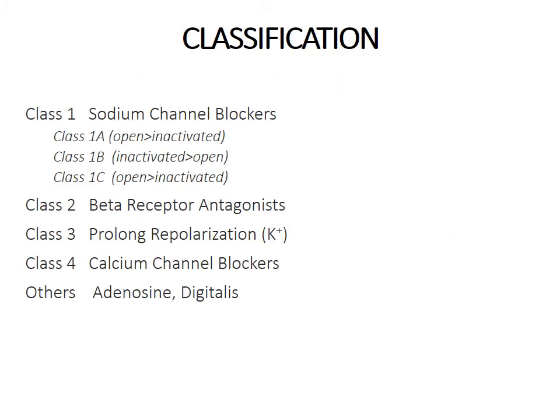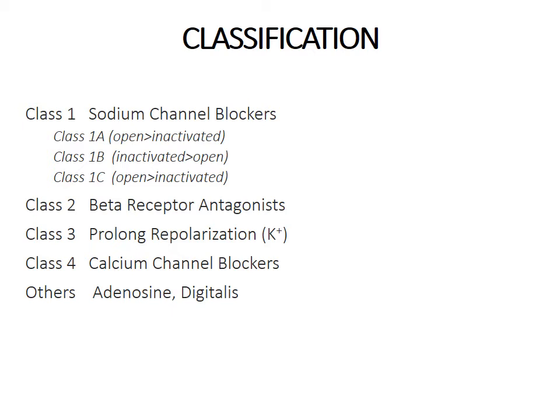So the classification, again, as I said, this is that Vaughan Williams classification of antiarrhythmics. We'll have our class 1 drugs, which are our sodium channel blockers, and those can be broken up into 3 different classes. So it'll be 1A, 1B, and 1C. So we'll talk more about those and how they're going to be working a little bit differently from one another in a second. We'll have our class 2, which will be our beta receptor antagonists. So you guys already know how to identify those and are pretty familiar with them.